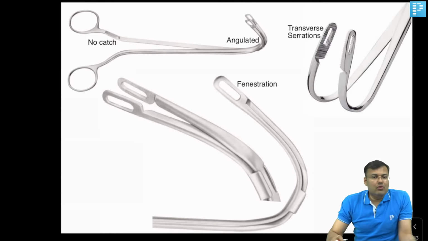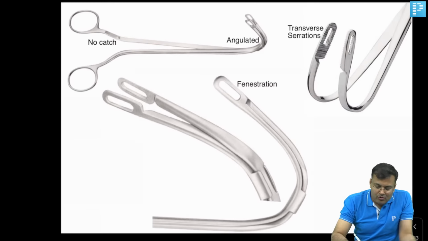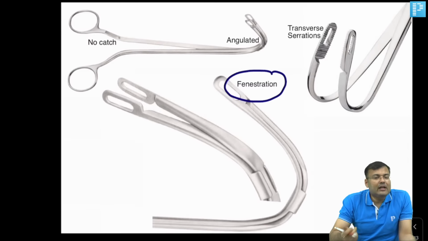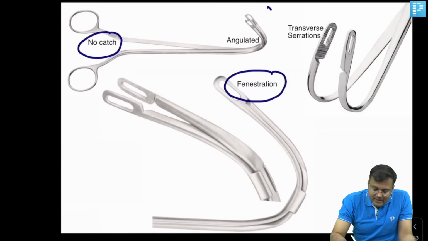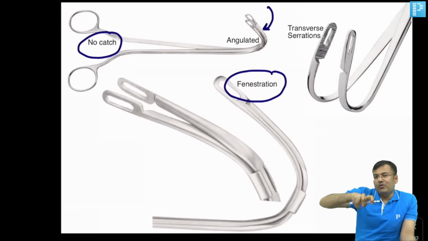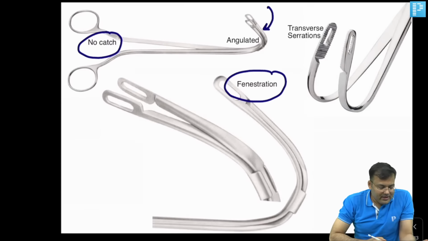Guys, you can see this one. This is stone holding forceps. How to identify stone holding forceps? There is fenestration so that it can accommodate the stone. There is no catch, so it is not going to crush the stone. And you can see there is curvature, angulation so that you can work in the depth. This is stone holding. No, this is not Desjardins. It is very similar to Desjardins, but it is not Desjardins. It is for kidney.